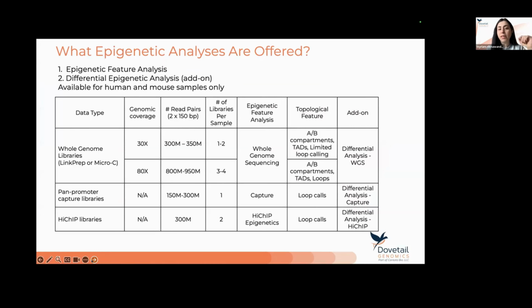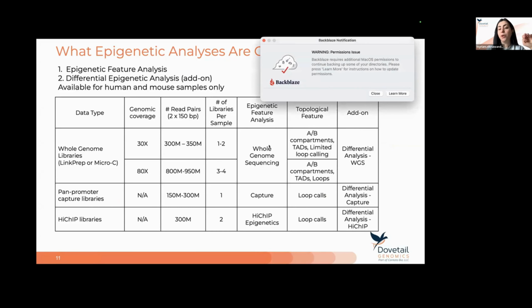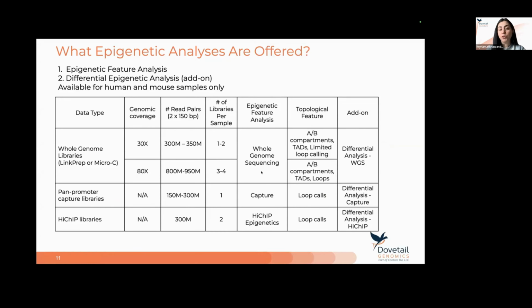So quickly, what are the analyses that we offer? We offer two types of analyses or two workflows, the epigenetic feature analysis and the differential epigenetic analysis. And these are available for human and mouse samples only. So the epigenetic feature analysis will support different data types. For example, if the libraries you prepped were the whole genome libraries, whether it's LinkPrep or Micro-C, you're going to access the whole genome sequencing epigenetic feature analysis.